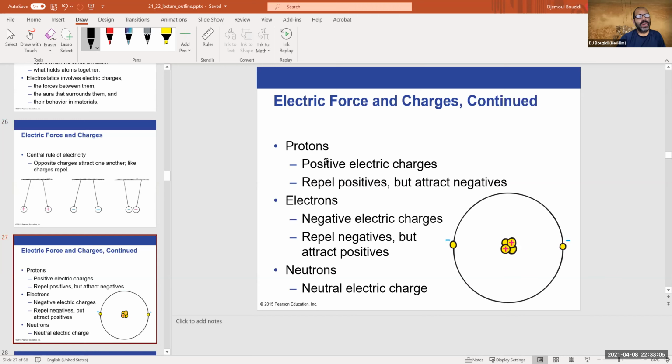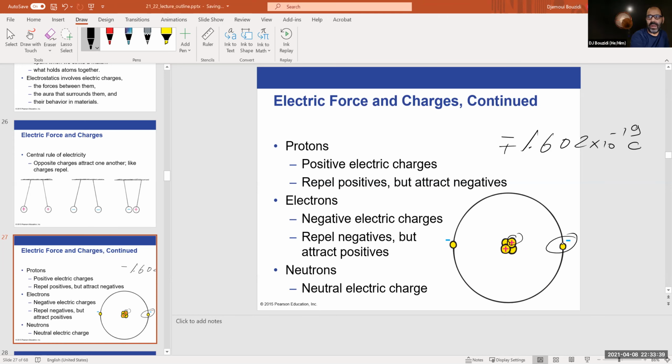Nature has provided us with elementary particles. Some of them have positive charge. Some of them have negative charge. And nature was so careful in choosing the exact same number for both of them: 1.602 times 10 to the negative 19 coulomb. This is the charge of an electron, albeit it's negative. This is the same charge for the proton, albeit it's positive, but the values are identical.